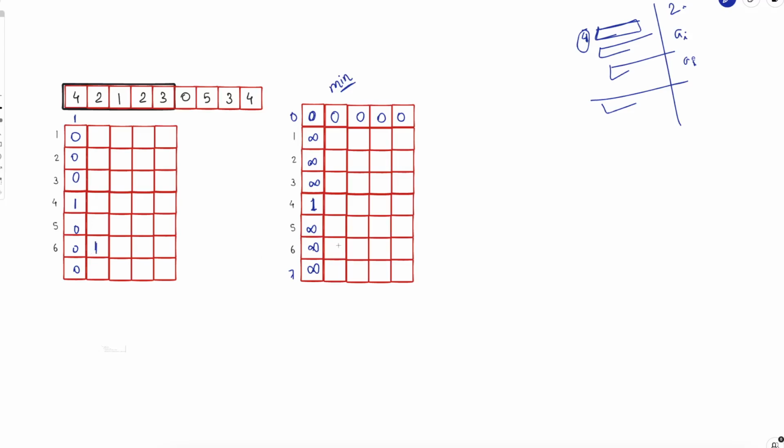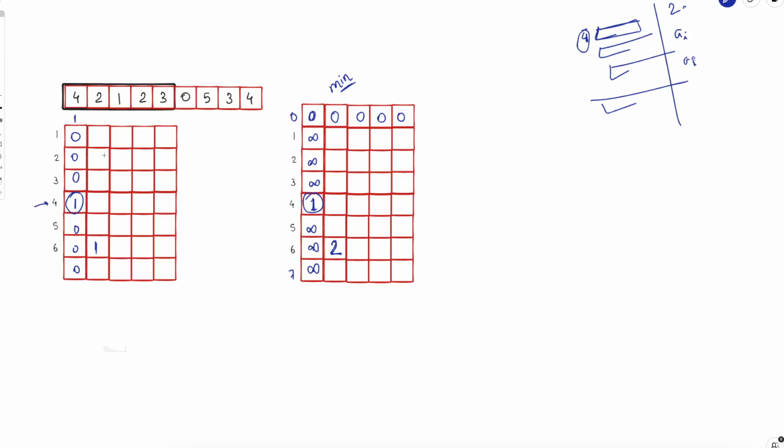Now, how many steps are required? Previously, you can't get 6 at all, but now you can get 6 with the help of 2. But you get 6 from 4. So the minimum number of elements that can give you 4 was 1. And you added one more element to get 6. So the minimum number of elements to get 6 is 2. Make sense? So we'll move forward in a similar fashion for 5, 6, 7.